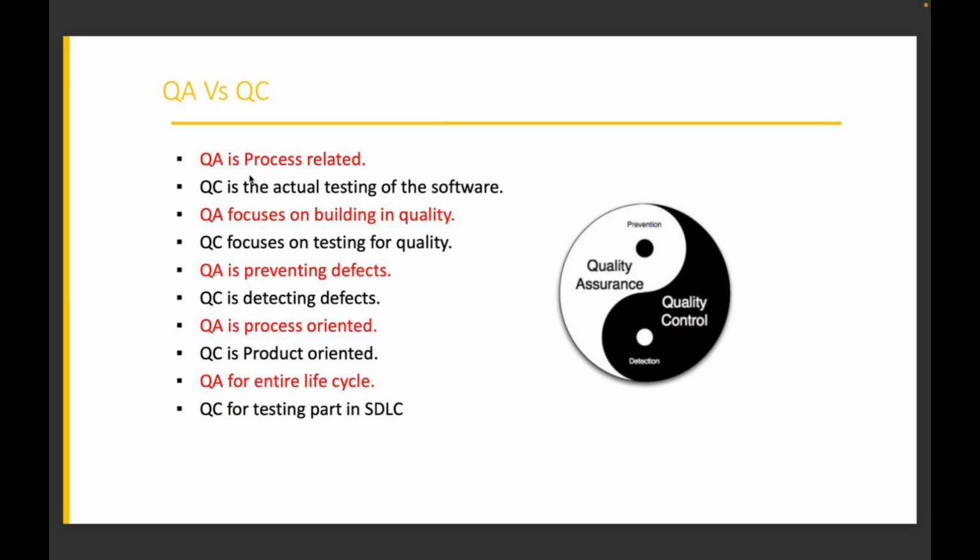QA is mostly process oriented, we will have the actual process, and QC will be actually testing; the validation, verification, all those happen in QC. QA focuses on making sure that the quality is adhered to and is as per the standard of whatever requirement is given. QC focuses on testing for quality. We will raise defects, we will raise issues, we will raise Jira tickets in QC. QA is mostly responsible for prevention, QC for detection. QA is process oriented, and QC is product oriented.